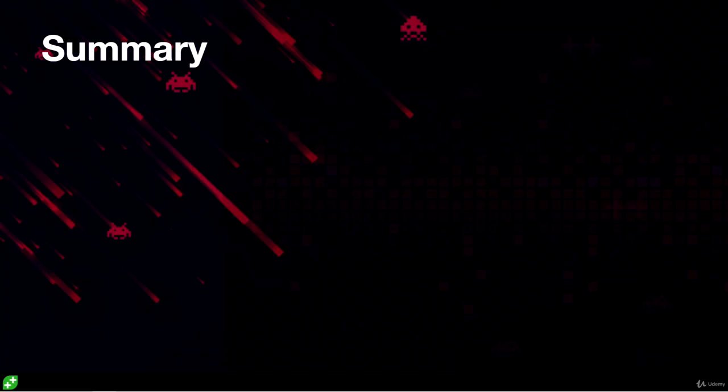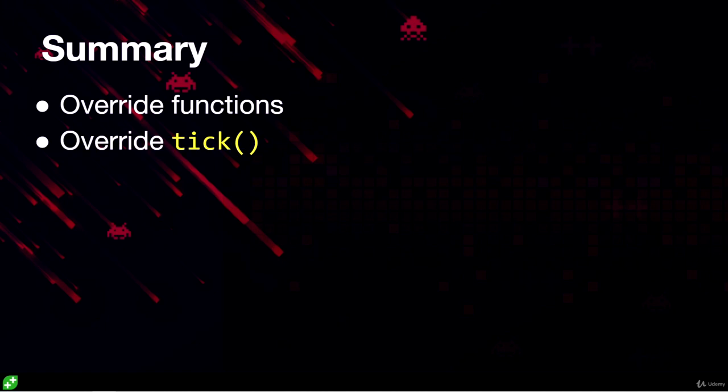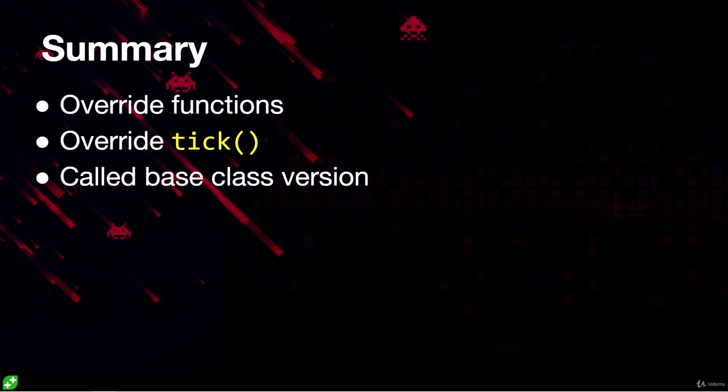So in summary, we've learned what it means to override functions. We created function overrides for the tick function and called the base class version in the character and enemy classes.